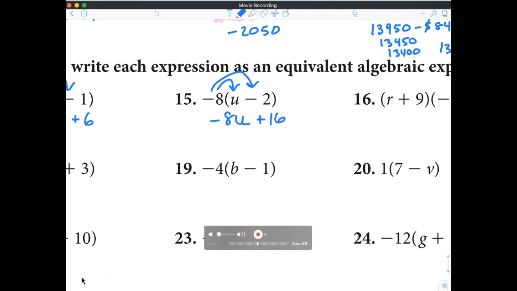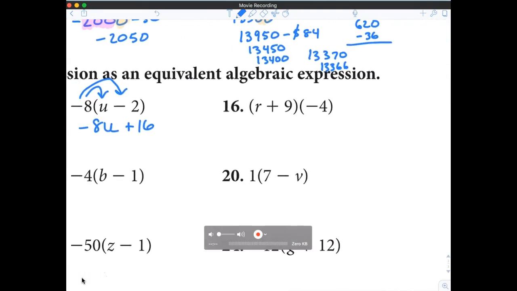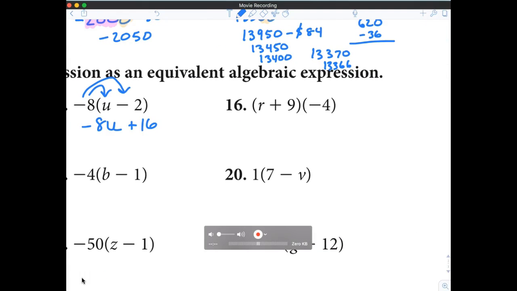All right, now we're going to do one more, and then I'm going to go around the room. You have to answer. Number 16. Now, just because the number's in the back, does that matter? No. So it's still negative 4 times r is negative 4r. And then negative 4 times 9, negative 36. Now, how did I know it was a negative 36? We knew it was a negative 36 because, look here, guys, positive times a negative is your negative. Everybody okay with that?